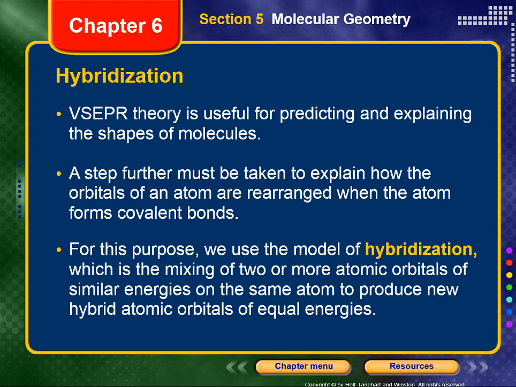VSEPR theory is useful for explaining the shapes of molecules. However, it does not reveal the relationship between a molecule's geometry and the orbitals occupied by its bonding electrons. To explain how the orbitals of an atom become rearranged when the atom forms covalent bonds, a different model is used. This model is called hybridization, which is the mixing of two or more atomic orbitals of similar energies on the same atom to produce new orbitals of equal energies.